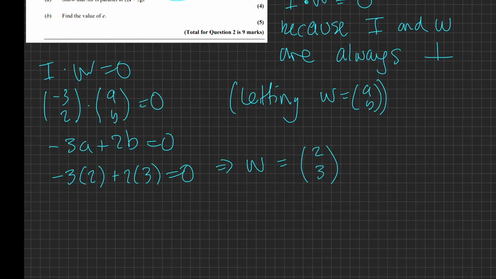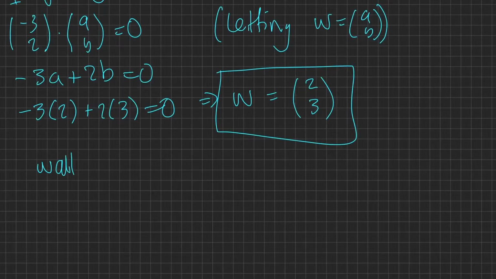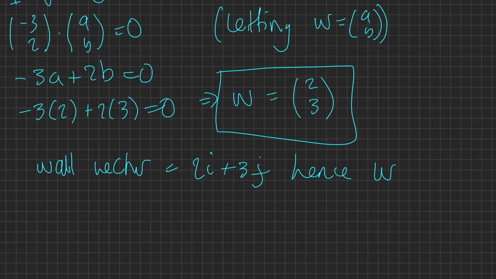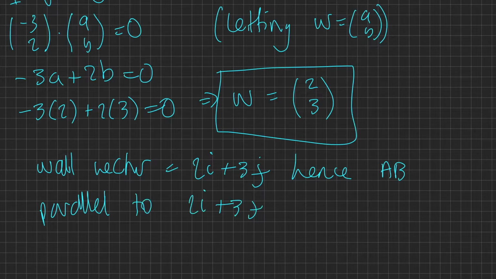Remember, this is not the magnitude of the wall. This is just a direction parallel to the wall. I'm going to say wall vector equals 2i plus 3j. Hence, AB is parallel to 2i plus 3j. That's our first part done.